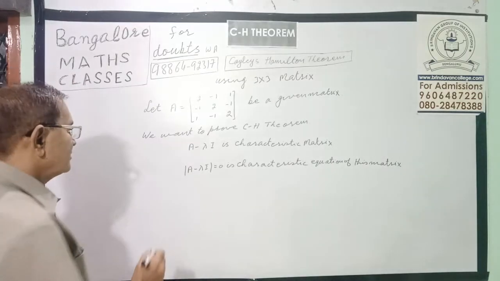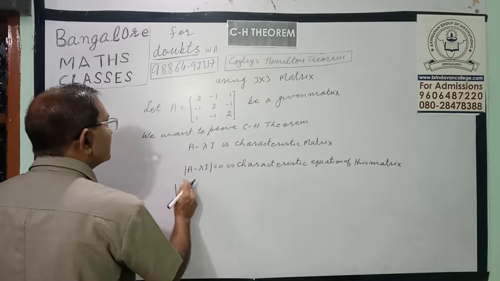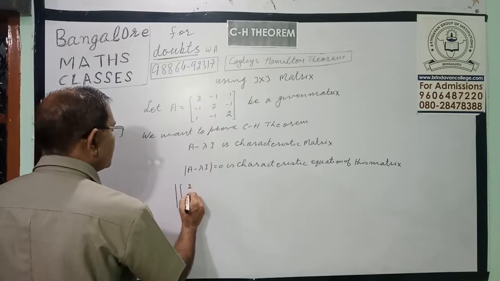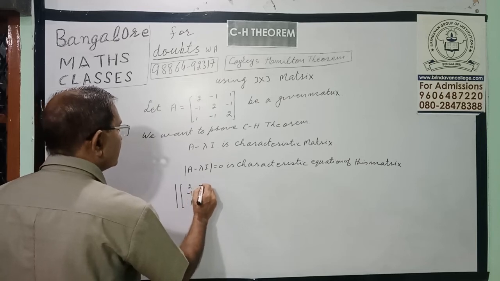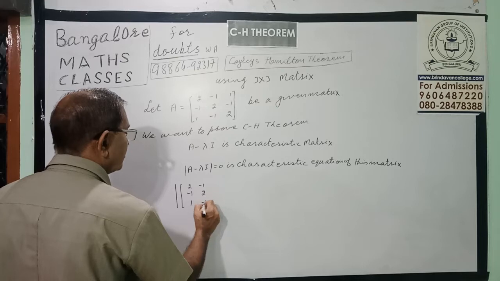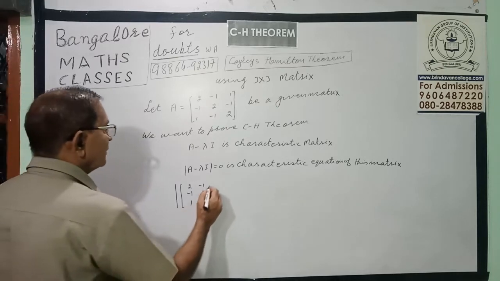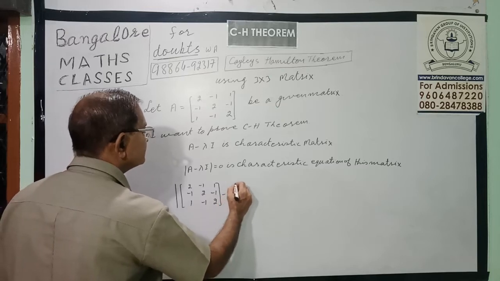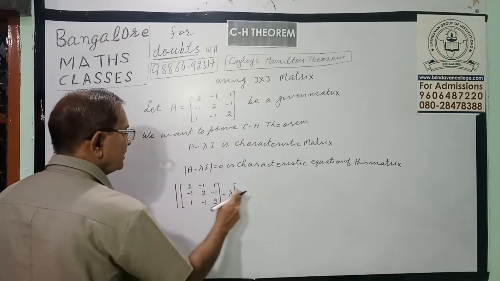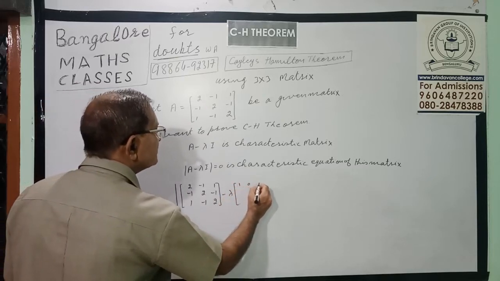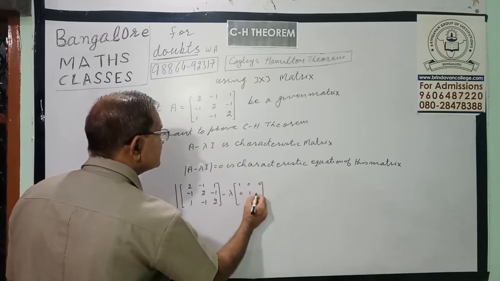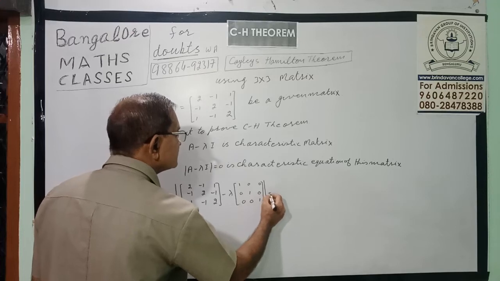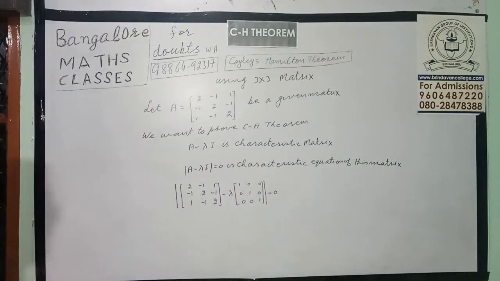After that, within the determinant, matrix A, [2, -1, 1; -1, 2, -1; 1, -1, 2], minus lambda I, because A is 3 by 3, so we have to write I also 3 by 3: [1, 0, 0; 0, 1, 0; 0, 0, 1]. Within the determinant equals 0. So this will be the characteristic equation.